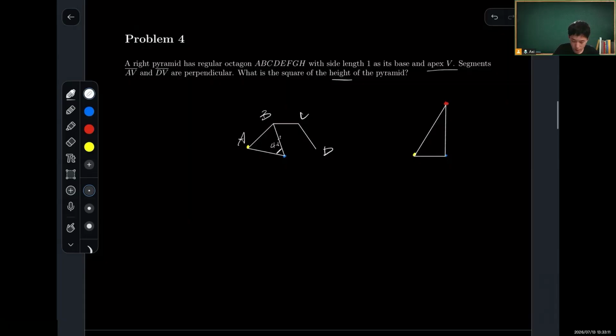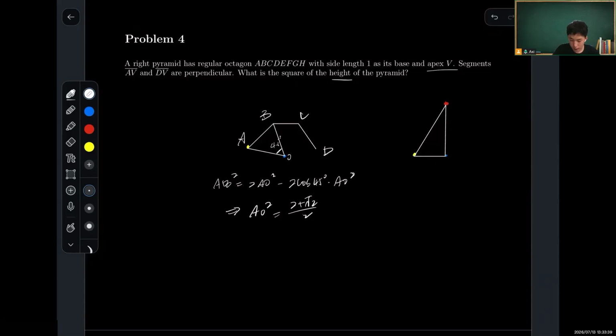So we can use the law of cosines. AB squared is equal to 2 AO squared, this point is O, minus 2 cosine 45 degrees multiplied by AO squared. Using this, we can solve for AO squared, which is (2 plus square root of 2) over 2.